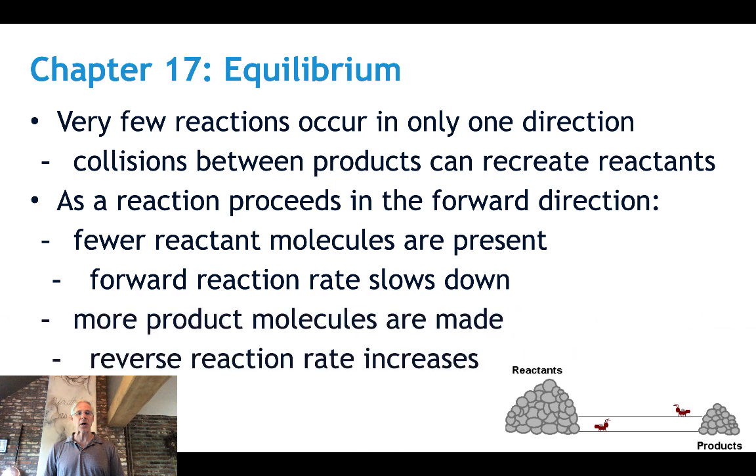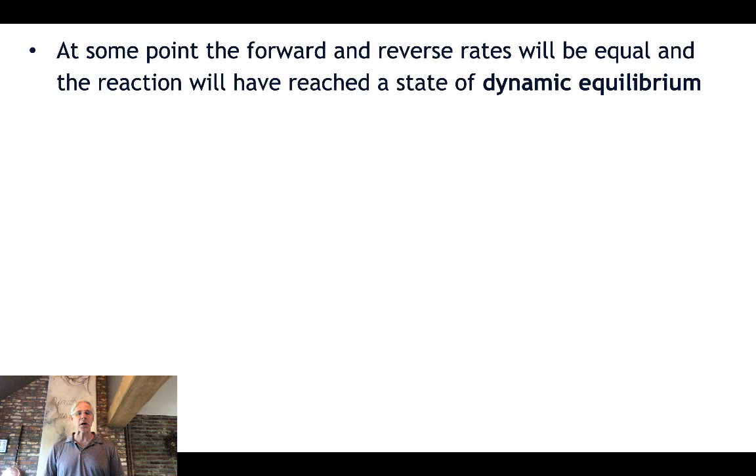But what happens in the reverse? Well, as we start to create product from reactant, we are gaining more product molecules, and so the concentration of product is increasing. As the concentration of product increases, the number of collisions between product molecules increases, and this means that the reverse reaction rate increases. So in the forward direction, we have a decreasing reaction rate, and in the reverse reaction, we have an increasing reaction rate. At some point, those two rates are going to be equal, and once they're equal, the rates stop changing, and we call that a state of dynamic equilibrium.